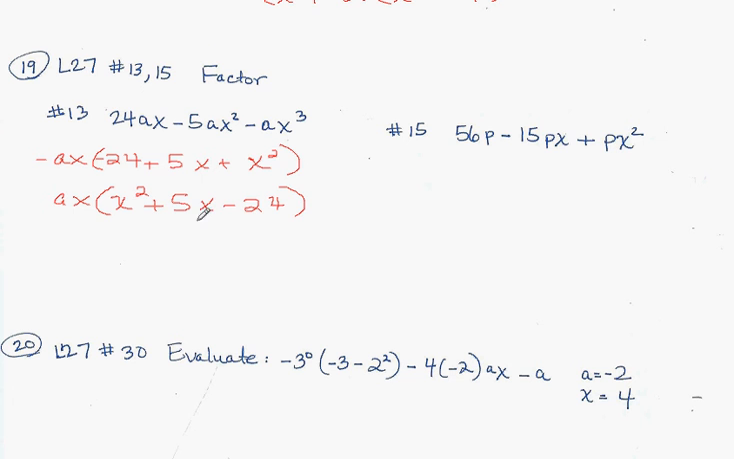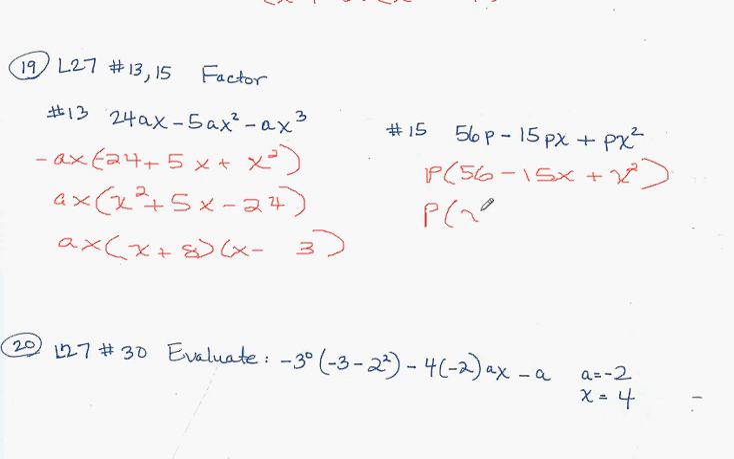We factor it using reverse FOIL. So we're going to get x and x. What times what gives me 24, and when I subtract it I get 5? Should be 8 and 3. Positive and negative. Okay, same idea. This time we can take out a P. So we get 56 minus 15x plus x squared. Put it in descending order of variables. X squared minus 15x plus 56.